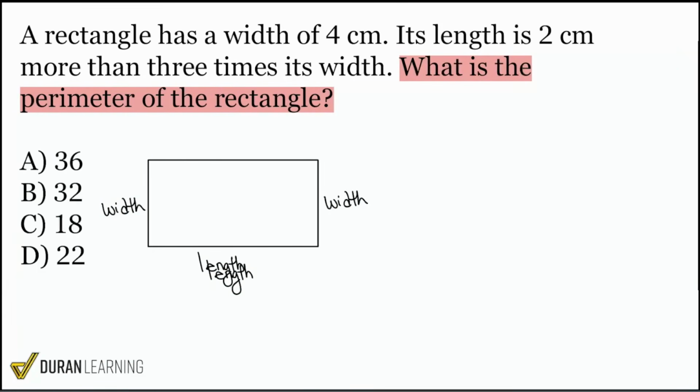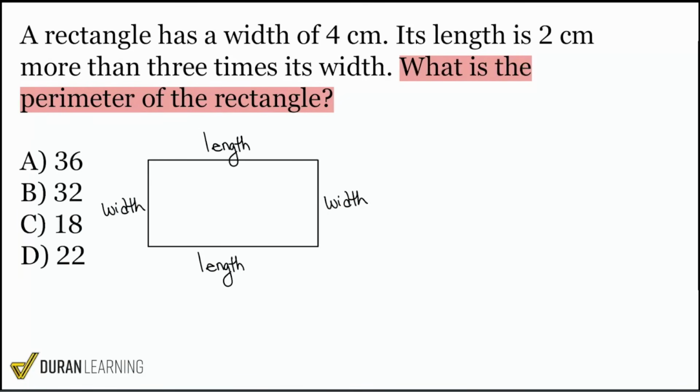Same thing with the length. If it's on the bottom, it's on the top. But what we really want to do is add 2 of those lengths and 2 of those widths. If we find the length and the width, we can just plug those numbers in and add them up nice and easy. But the real challenge here is, what the heck is the width and the length?